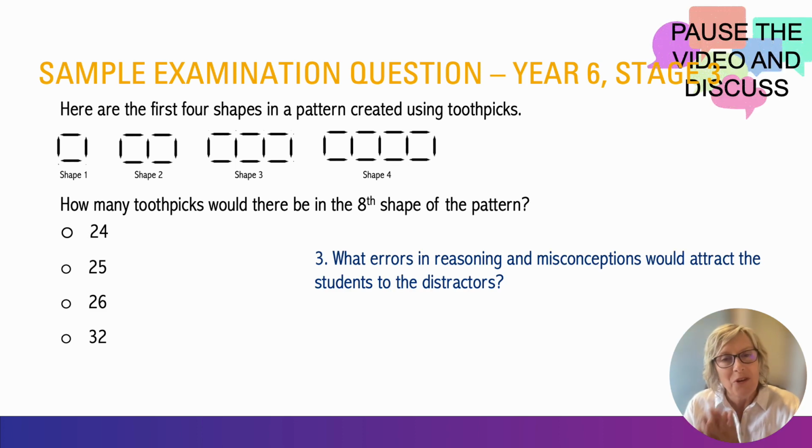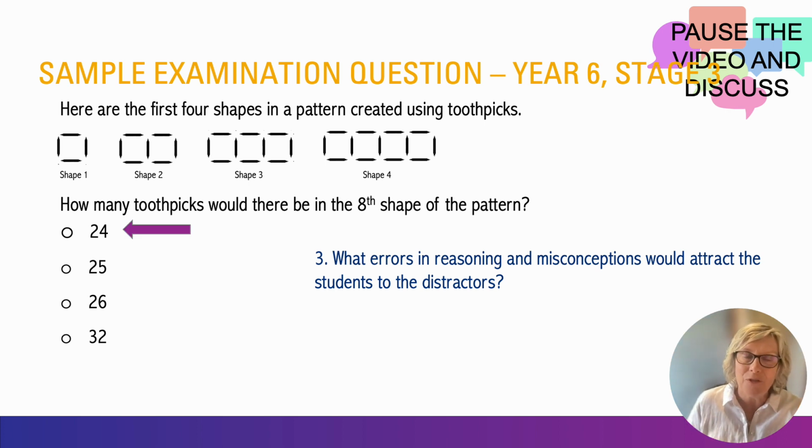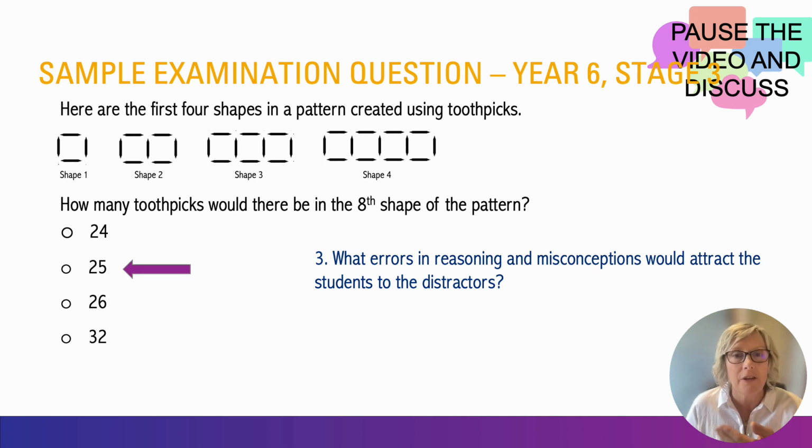Well, what would attract students to the given distractors? 24. Well, it's a processing error. Students may think that the rule is multiply the shape number by 3. They don't realise that the repeated squares have shared edges. 25 is the correct answer.